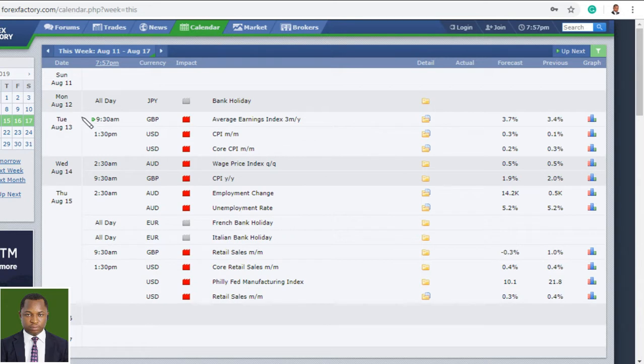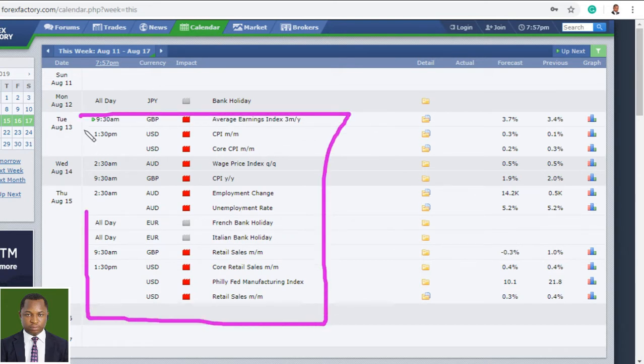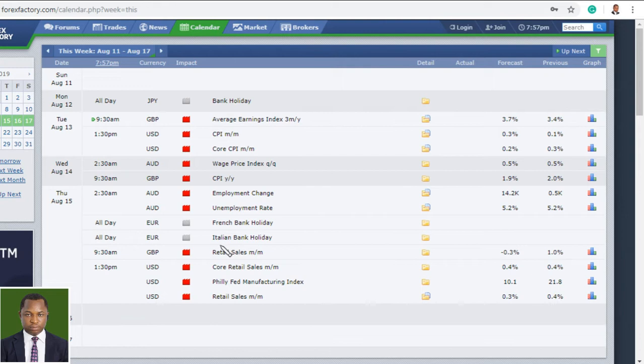You can see we have only a few high impact news announcements for this week. You also want to pay attention to the Australian dollar employment data. This should cause some market volatility early in the morning on August 15 for Australian dollar crosses, and so that is the highest impact news announcement for this week. Having said that, let's move into the charts and conduct our analysis on those four pairs.